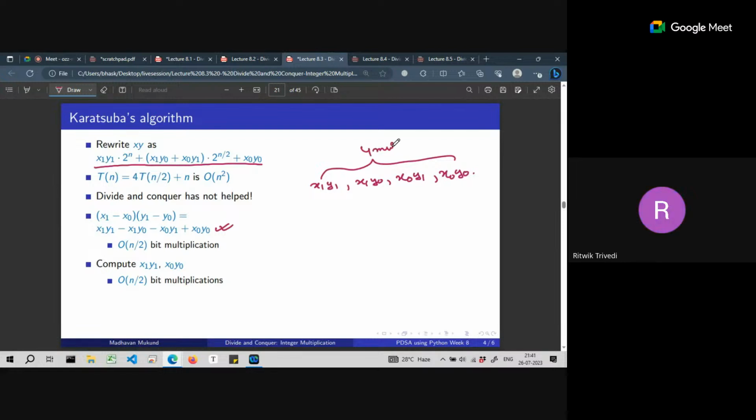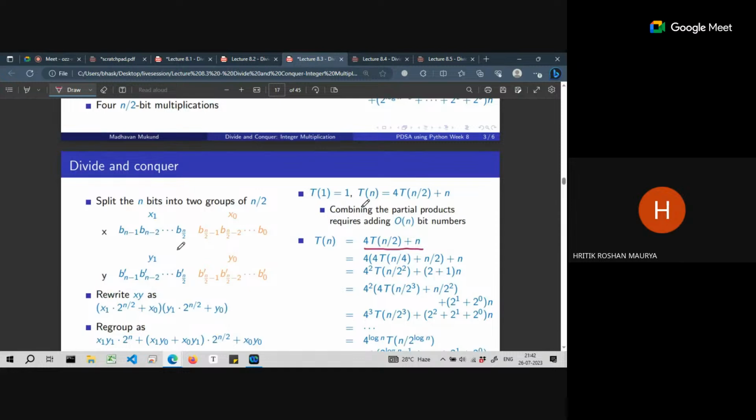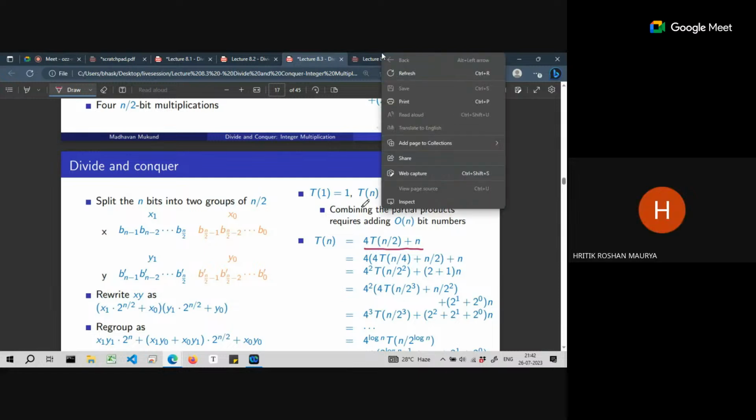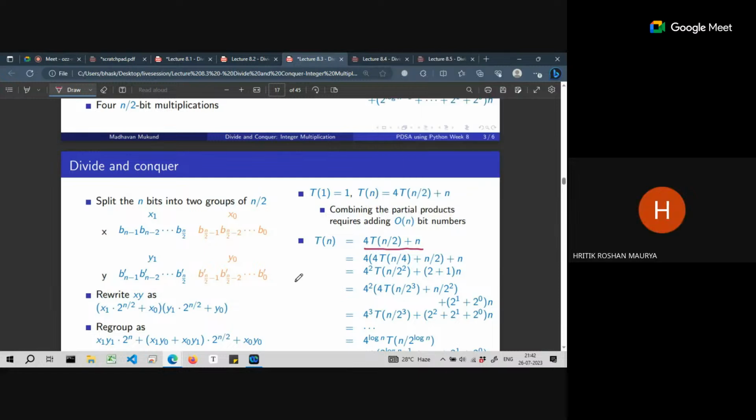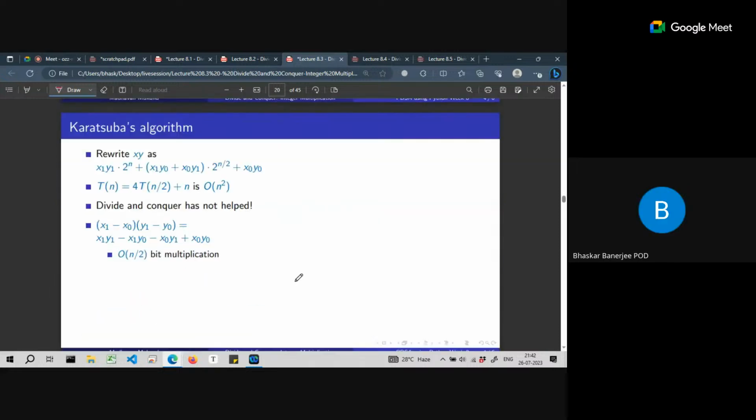Sir, but why are we getting this 2 raised to power n by 2? And how are we dividing into 4 terms? This is okay. But x1 minus x0, what is x1 and x0? I discussed that, right? x1 and x0 are the upper half and lower half of the number x, and y1 and y0 are the upper and lower halves of number y. So we are essentially dividing again, no? No, that is okay. But you said that divide and conquer didn't help. I'm coming to that. It didn't help. So what will we do? That's the next part, right?